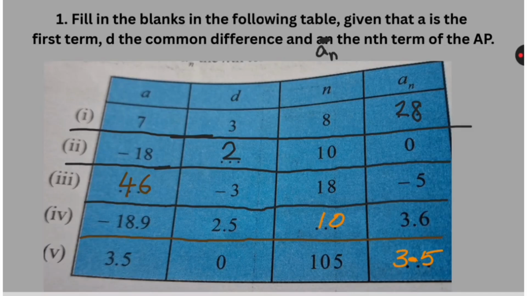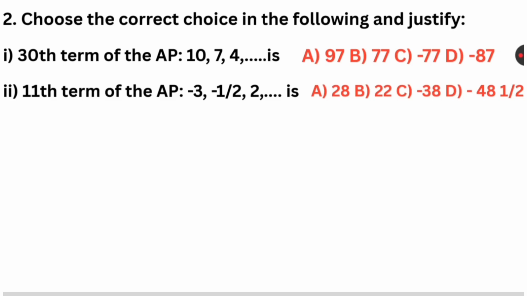Let's see the second question. Choose the correct choice in the following and justify. The given arithmetic progression is 10, 7, 4. What they are asking is the 30th term of the AP. So first, what I have to do is write the given arithmetic progression, which is 10, 7, 4 and so on. So here the first term, that is a.